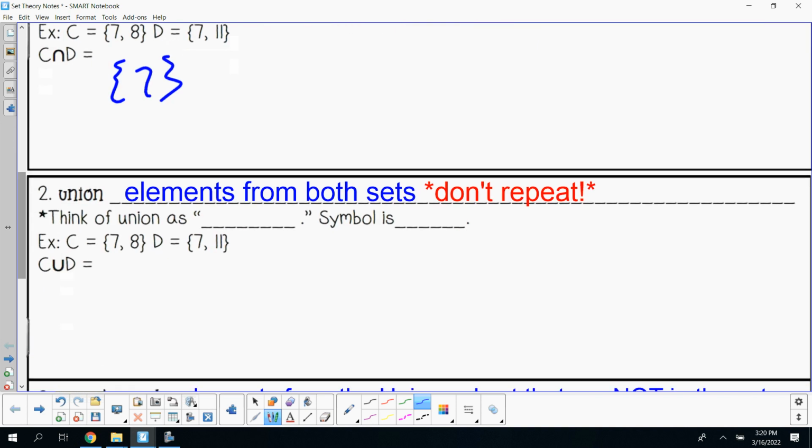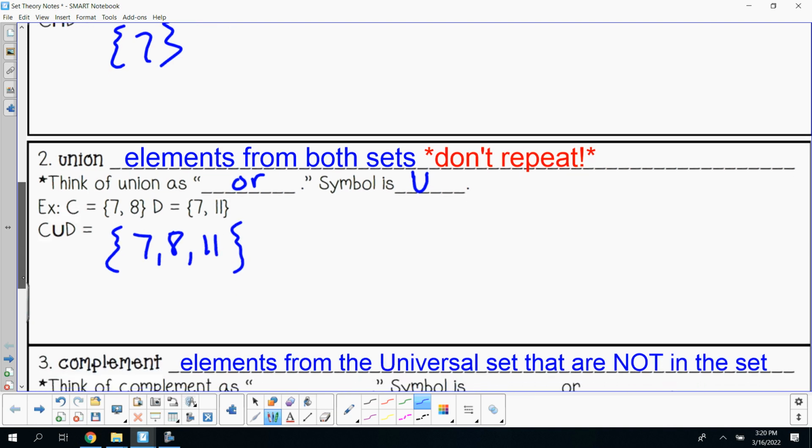Let's talk about the union of the elements. A union is when you have elements from both sets, but they don't repeat. So think of the union as OR, and its symbol is like this. So if we look at our example C again, we have 7 and 8, and our example D, which has 7 and 11. The union of C and D is going to look like this: 7 and 8 and 11, but it will not have that 7 repeated.